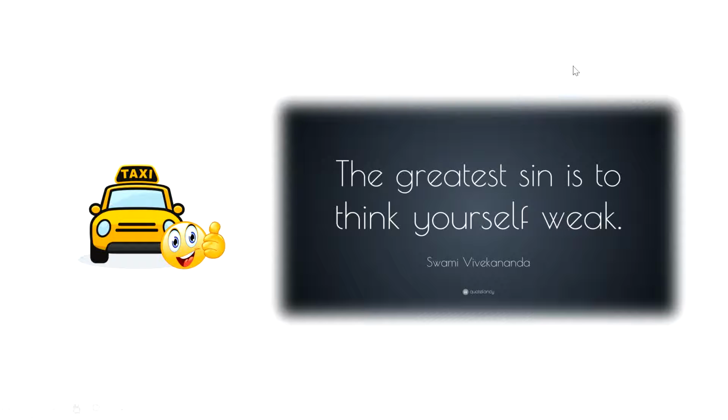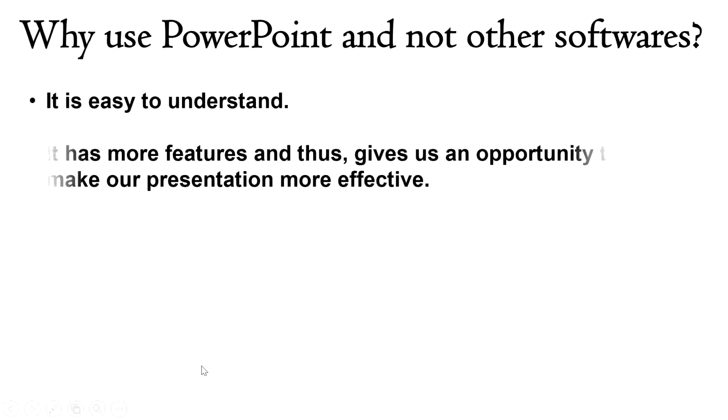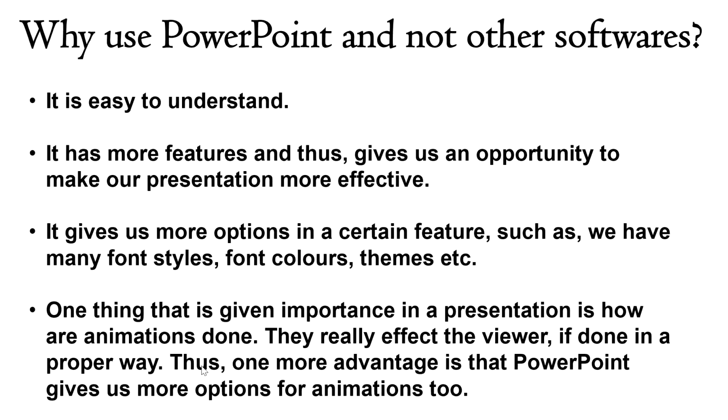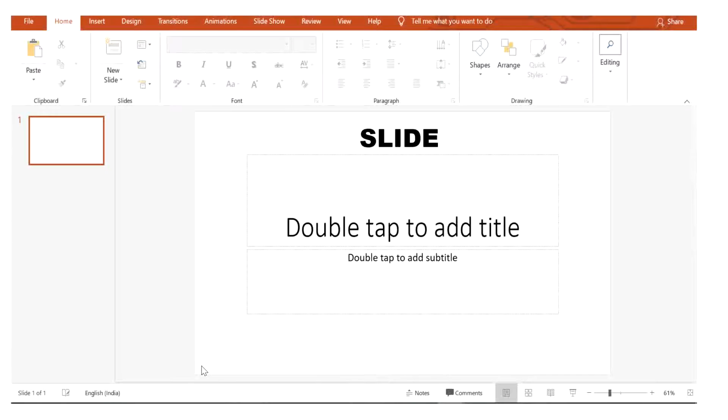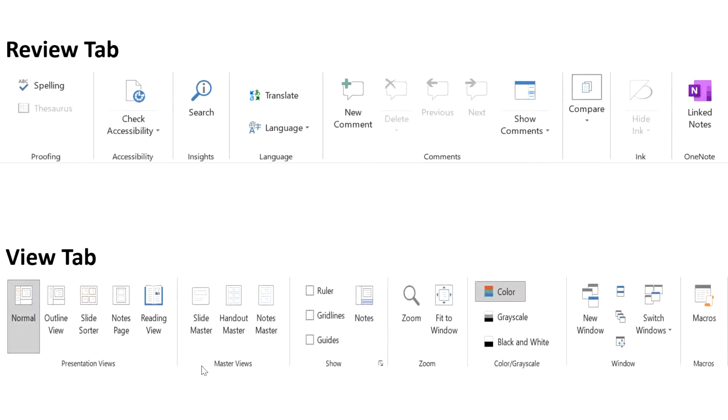So these are the special words of the day. Then these were the 4 points which I said for why you should use PowerPoint and not other software. Of course, it is easy to understand, it has more features, more options, and it also gives more options for animations. Then this is the workspace for PowerPoint. When you open PowerPoint, this is the layout you get. Then we came to know about the home tab and its different groups, then the insert tab, the slideshow tab, and the review tab and view tab.